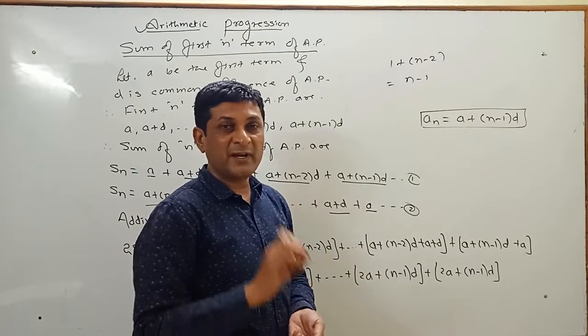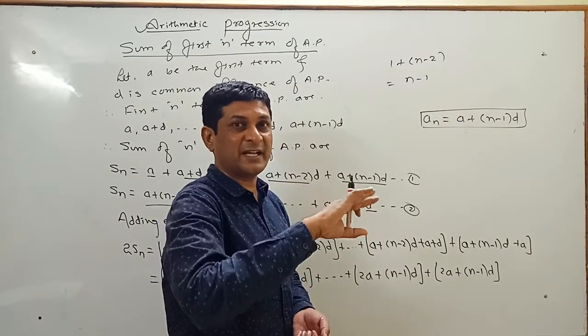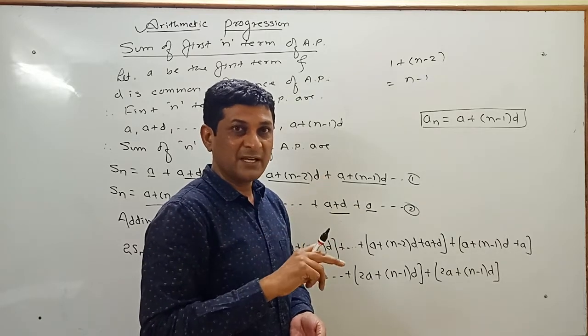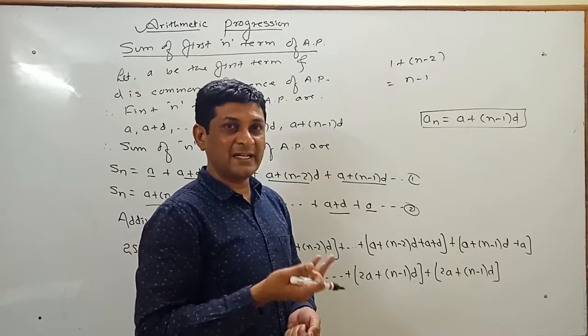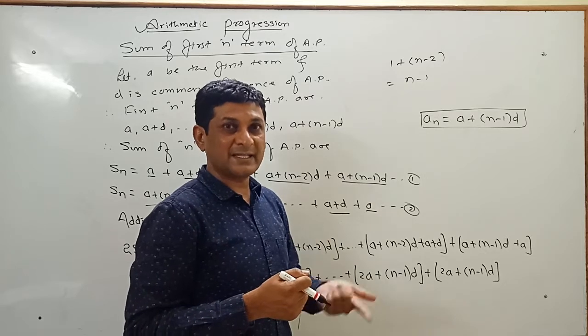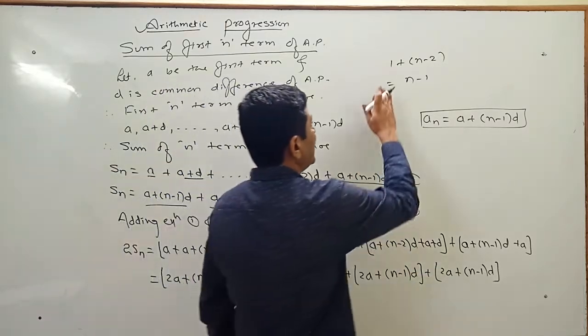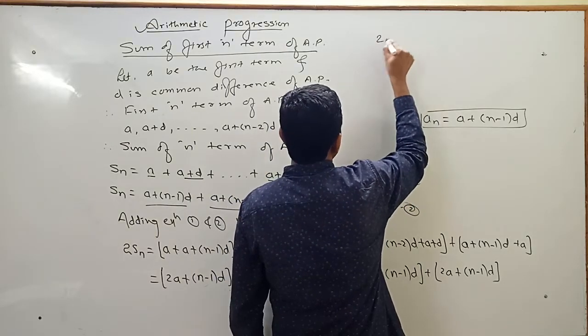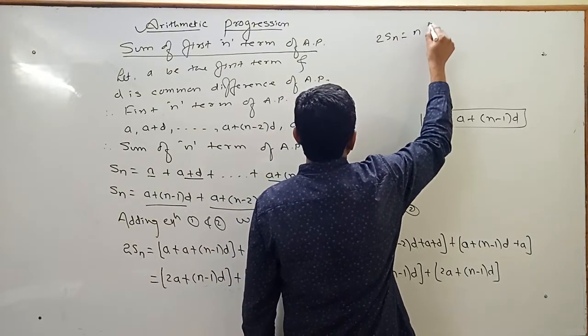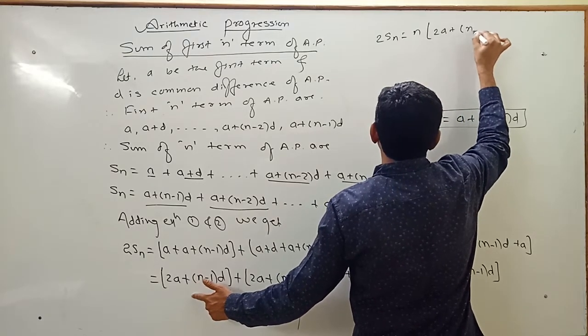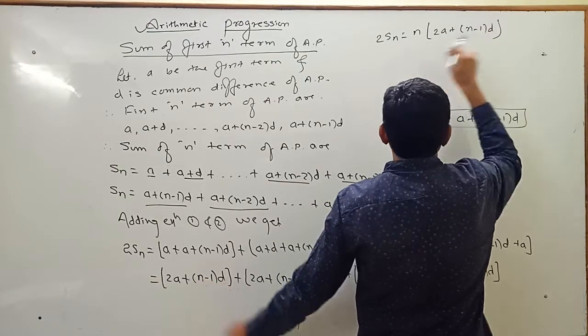N terms. If we are taking the addition of x 5 times, x plus x plus x plus x, 5 times, we will get 5x. If we are taking the addition of x n times, we will get what? Nx. In the same way, if we are taking the addition of the same term n times, what will we get here? Twice Sn is equal to n into 2a plus n minus 1 into d. Hope you are getting it.